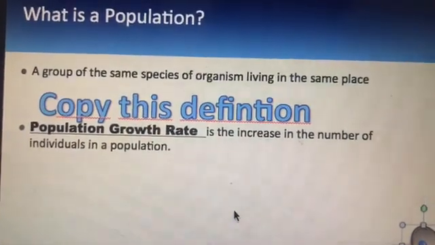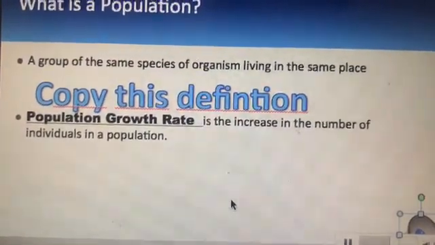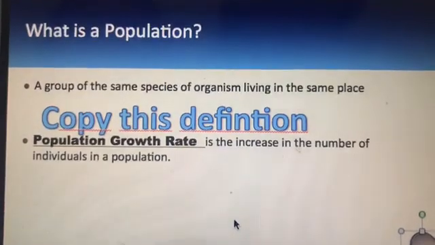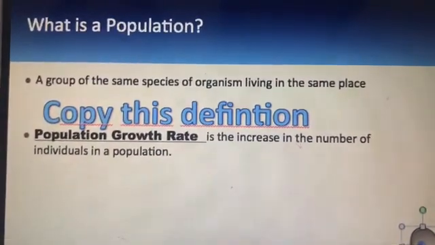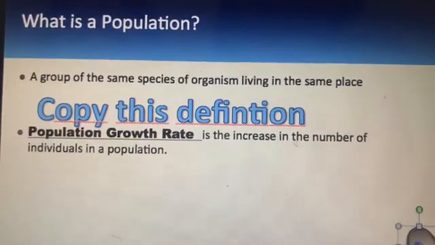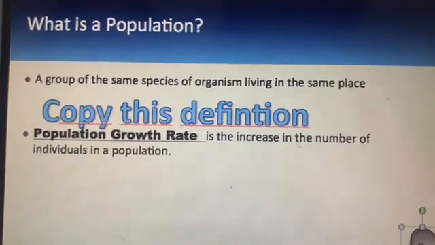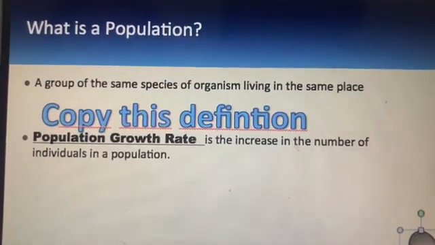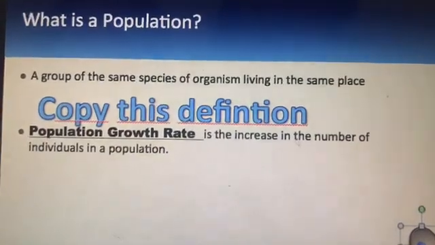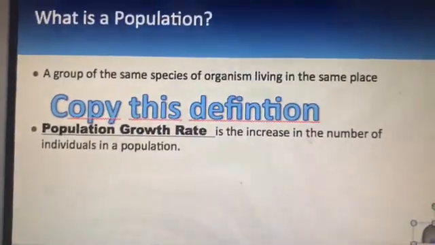It is not the same thing, a population of bees, population of fish, population of birds, population of humans. It is not called just population, it's called population growth rate. This is important for you to know, and I want you to please write this down in your notebook. This term, I want you to check it out and copy, please.